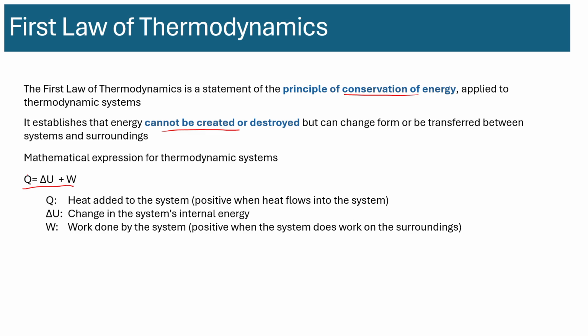If you put in an amount of energy that is Q, it just gets transformed into internal energy and work. Energy is not created or destroyed, it just gets transformed into internal energy and work. That's how you account for the total energy: heat added to the system, change in the system's internal energy, which basically means temperature change, right? Internal energy is a function of temperature primarily, and then work done by the system on the surroundings. And work done, as you would have learned from your previous experience, is typically pressure volume work.